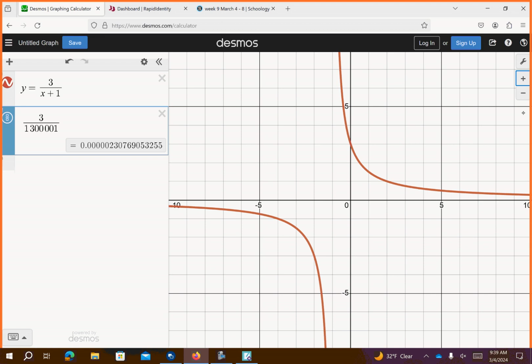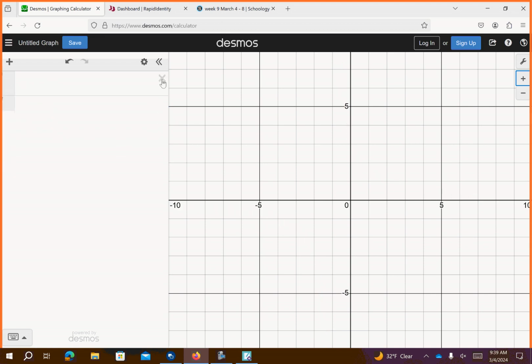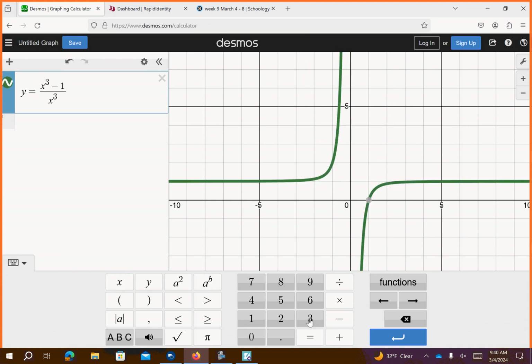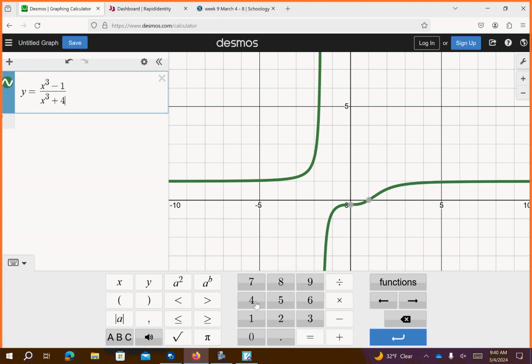But if you looked at number 10, and you change that up a little bit, and you just said y is equal to x to the third. Oops, hang on. Let's make it a fraction first. x to the third minus 1 over x to the third plus 4, excuse me. All right.